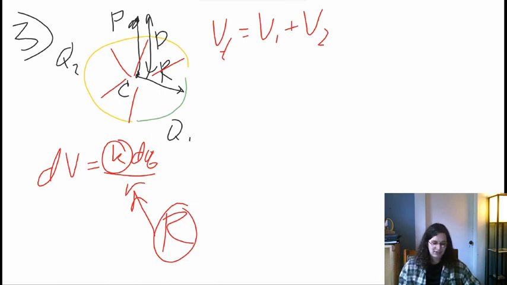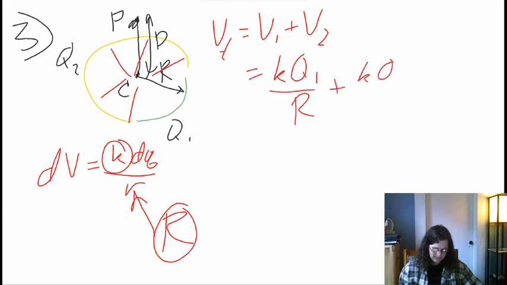So in order to calculate the total potential, we just have k q1 over big R plus k q2 over big R. No integral to be done. In fact, that's it. That's the problem. We're given everything we need there. For part B, you have to do a little bit more.